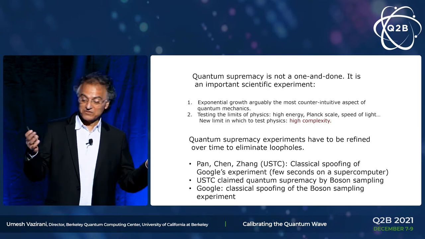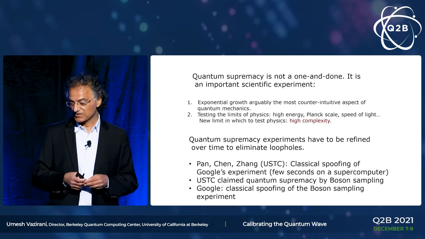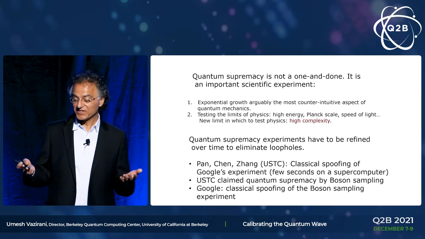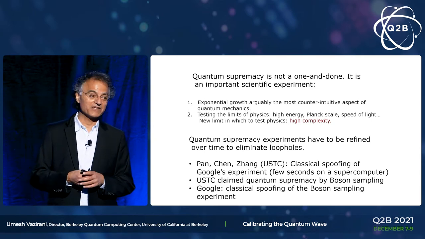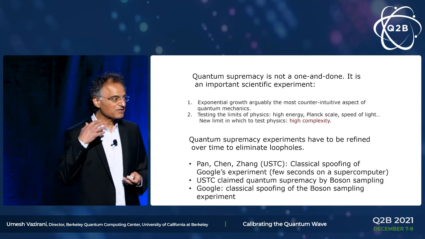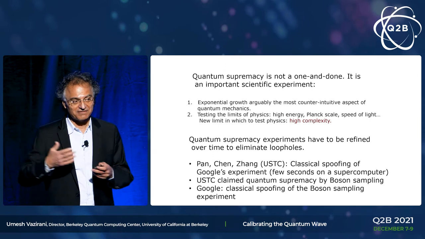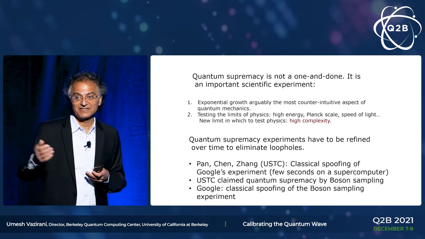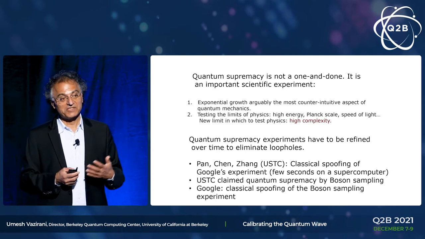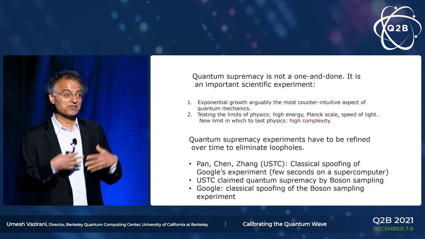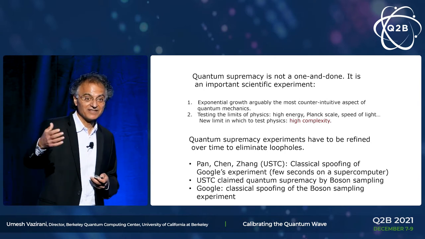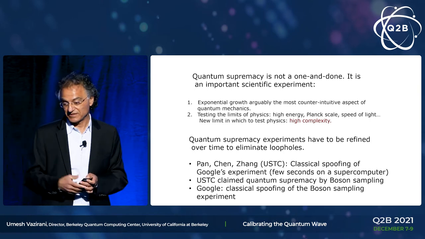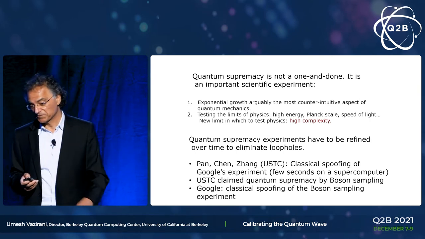They also did a different kind of quantum supremacy experiment based on boson sampling. But then this time Google returned the favor by showing that there's a classical spoofing algorithm for the boson sampling experiment. And so quantum supremacy is really not yet done. And I would expect it to ricochet back and forth over the next many years. Of course, at the same time, quantum supremacy was a very interesting experiment from the point of view of actually implementing quantum computers and realizing quantum algorithms and applications. So it's a step along the way.